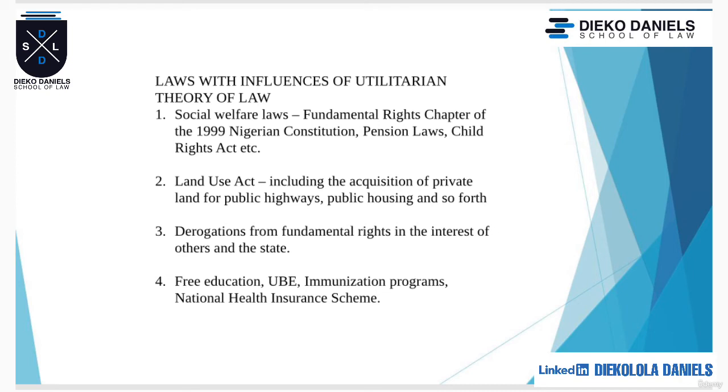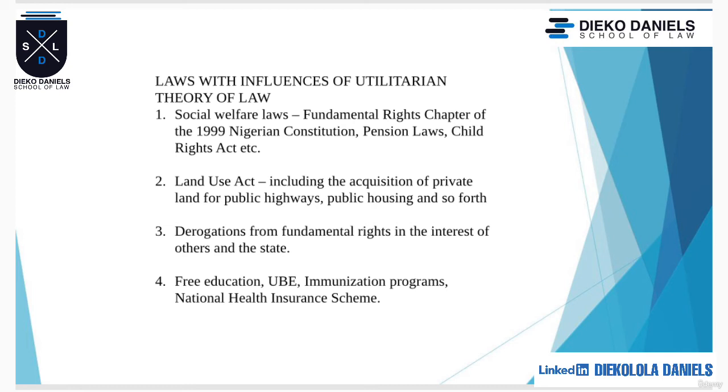We also have the Land Use Act, including the acquisition of private land for public highways, public housing, and so on. So when a private person has a land, according to the Land Use Act, the government can decide to take away that land from that private person, although they are going to give the person compensation for that, in order to build things for public purposes, either build highway, or build public homes, or build a public hospital, or build a university, build anything that they want to, but it has to be for public purpose. So you can see that the interest of the greater number of people trumps the interest of just one person, that is the owner of the land.